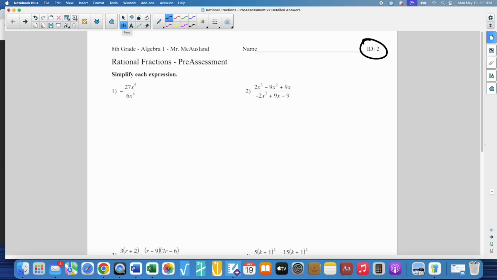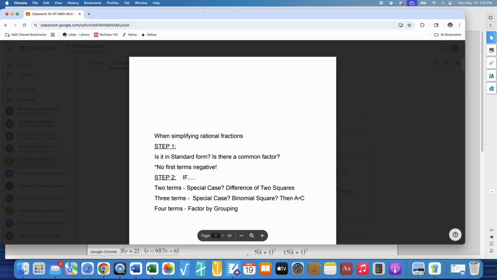So one thing that we were talking about with a couple of students who stayed after and asked questions, which I love, is let's look at these steps. There are really 2 steps that you need to keep in mind. When simplifying rational fractions, the first question always has to be, is it in standard form? It has to be in standard form. And then every single time, whether it's 2 terms, 3 terms, 4 terms, you got to check to see if there is a common factor. And we also have to remember no first term's negative. And then after that takes place, then we deal with, okay, do we have 2 terms, 3 terms, or 4 terms? And these are the things that we have to consider.